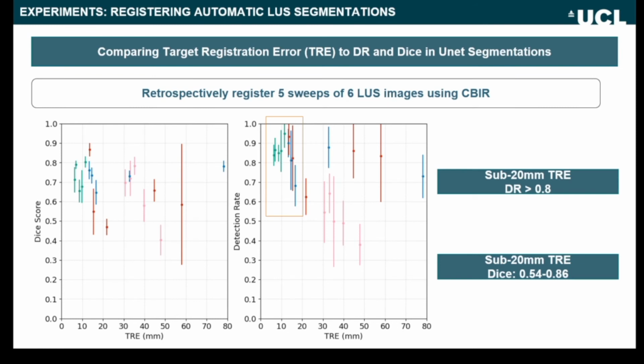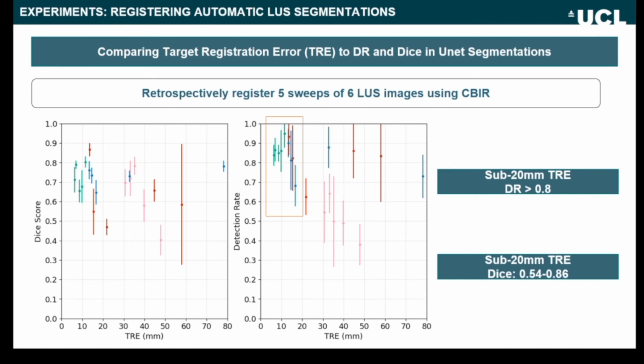For our evaluation purposes, a sub-20 mm TRE is considered a clinically relevant global initialization, which could be refined with further methods. For the clinically relevant registrations, we find that in all but one case, the detection rate exceeds 80%, as can be seen within this orange box. Whereas with DICE, these scores for the clinically relevant registrations range between just above 50% and 86%. Additionally, the detection rate shows a larger variance between the good and poor initializations. This suggests that the detection rate could be a better measure to evaluate the potential for the segmentations as part of a registration task.